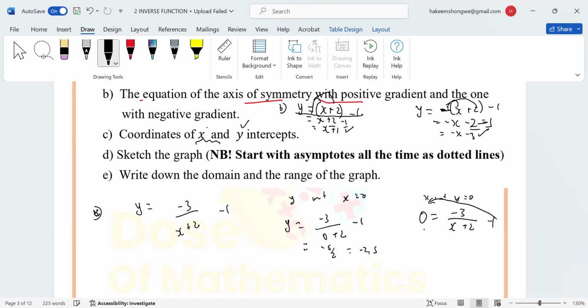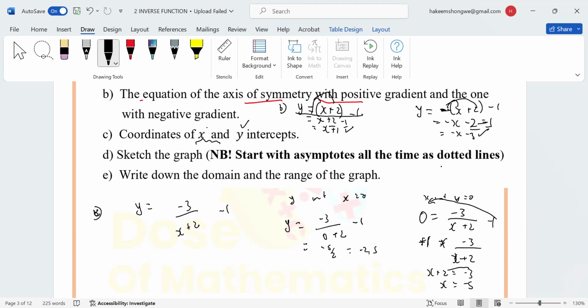Take this one to the other side. It says we have minus 1, which is going to be minus 3 all over 1. Yeah, I wanted to see if you're awake. Plus 1. It's x plus 2 again. Cross multiplication, it says we have x plus 2, which is going to be minus 3. Take this one to the other side, it says x is going to be minus 5.